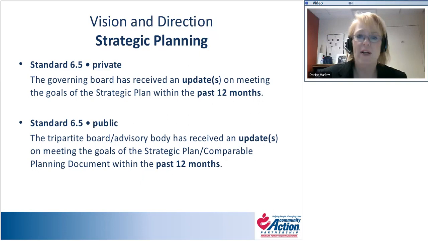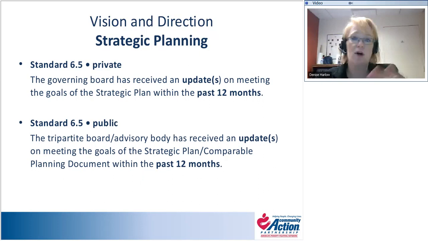And 6.5, the board has received an update on meeting the goals of the plan within the past 12 months. Many organizations form an ad hoc strategic planning committee. It's alive for 6 months and then it goes off to pasture.